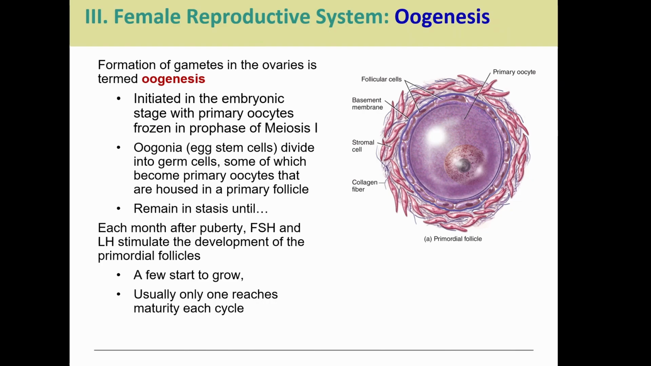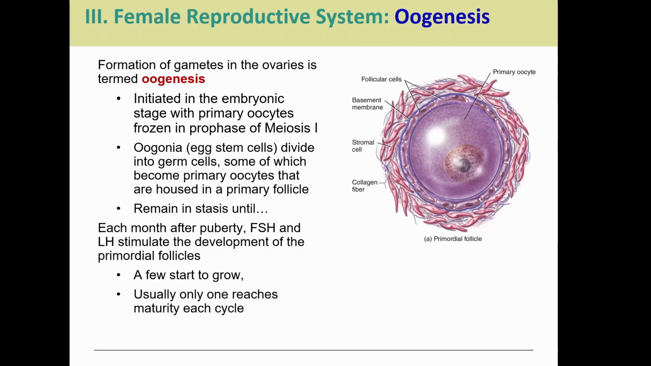And so when we look at the formation of gametes in the ovaries, we call this oogenesis. Oogenesis is going to be kind of similar to what we talked about with meiosis, but it will be a little bit different because the primary oocytes that we have are going to be frozen in the beginning of meiosis 1 in prophase. So we don't even get through meiosis 1 until we go through the maturation process to secondary and mature follicle. The oogonia, which are the egg stem cells, will become germ cells. They'll divide into that, and then some of those will become primary oocytes in a primary follicle.